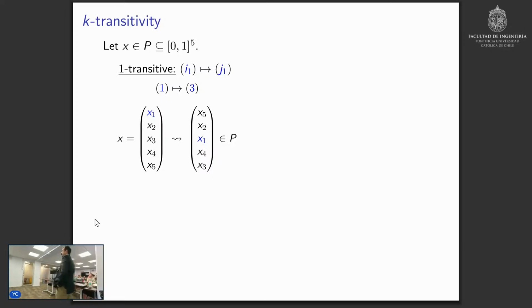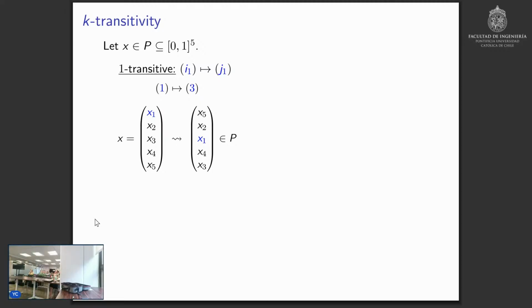What does that mean? Let's fix a dimension. Let's think that this polytope lives in 5 dimensions, and P is going to denote your linear programming relaxation. So it's continuous, we lack the integrality constraint, and it's the root node of our branch and bound tree, and that's P. And now we're going to say that P is 1-transitive if the following happens.